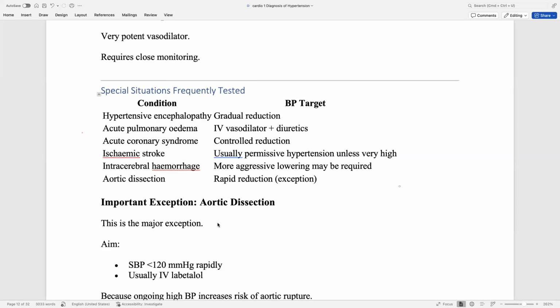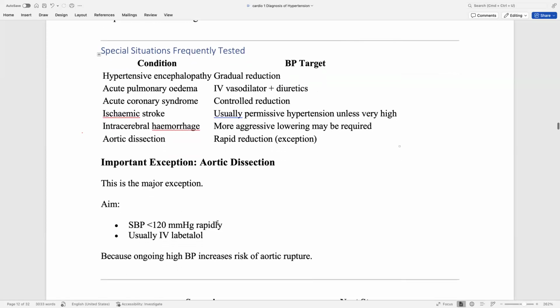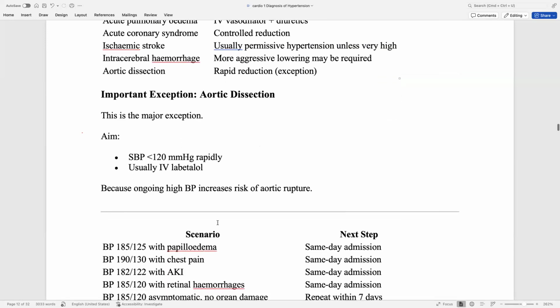Okay. Aortic dissection, yes, we are obligated to reduce it rapidly, because even a normal blood pressure, we don't want. We need to reduce it despite any complications that can happen, because aortic dissection is serious. So the benefit outweighs the risk. That is the only exception where we can reduce the blood pressure fast: aortic dissection. That is the important exception.